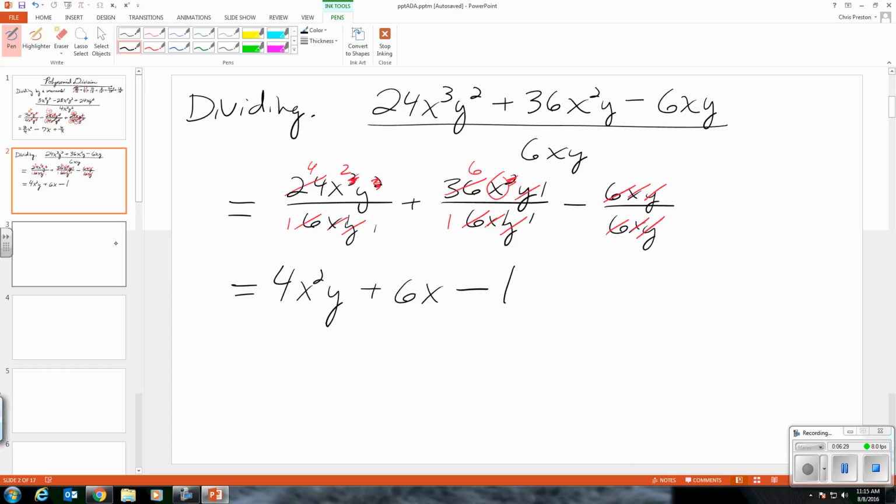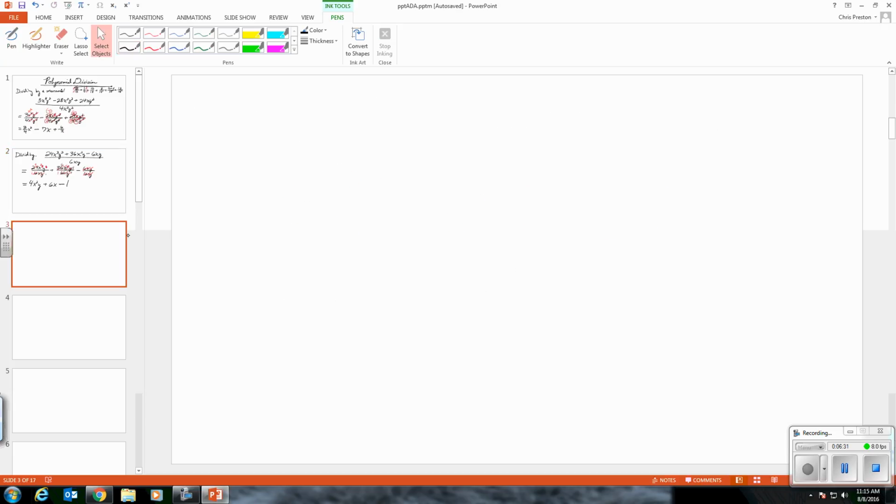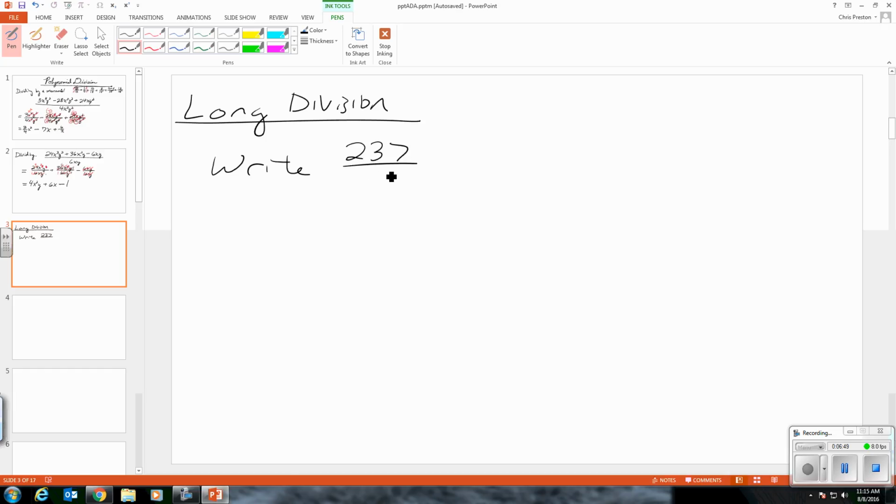you're dividing. All right, the second type of division we're going to look at is long division. So again, I want to do an example here to see what's going on. We're going to write 237 fifths, this improper fraction, as a mixed number.